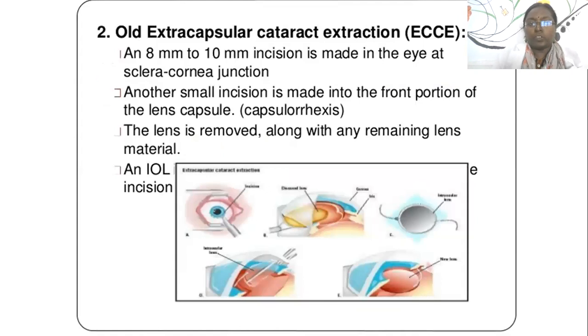Thereon, they developed extracellular, extracapsular cataract extraction, which is ECCE. The incision is around 8 to 10 millimeters at the sclerocorneal junction, and a small incision is made in front of the portion of the anterior lens capsule, which is called capsulorhexis. So the lens is removed, and instead of the natural lens, an artificial lens, that is an intraocular lens, is placed inside the posterior capsule bag.